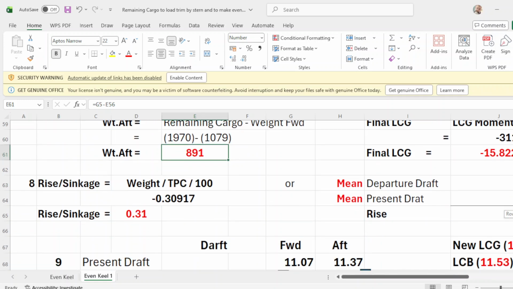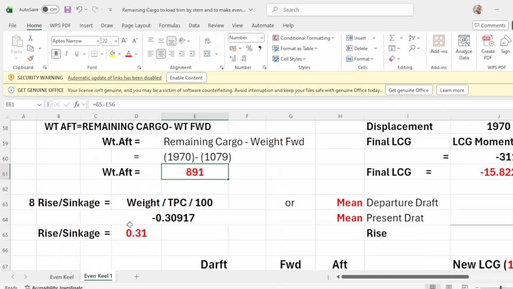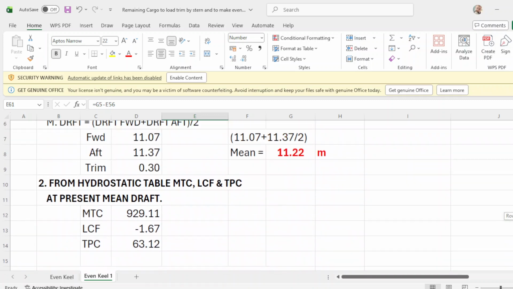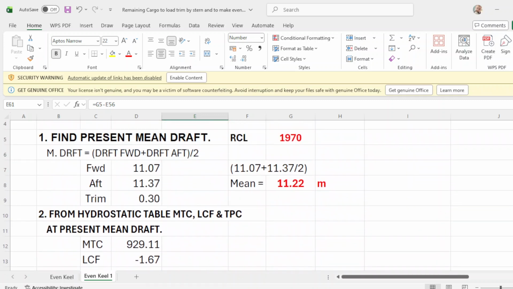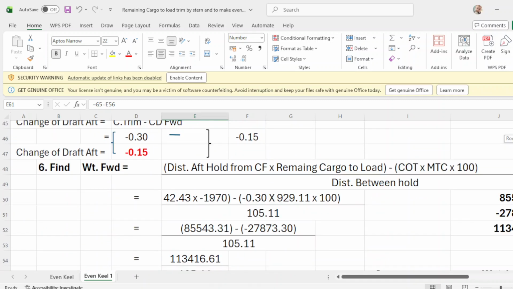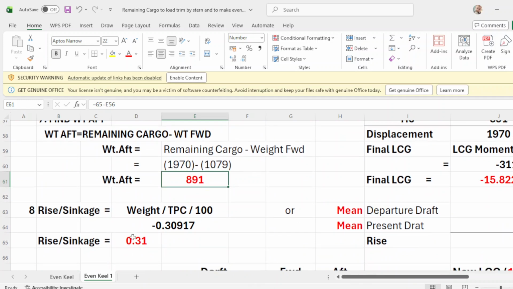And to get the sinkage, it should be weight, which is 1970 times TPC. What is your TPC? TPC is 63.12, times over 100. I'm sorry. This should be weight times TPC over 100. And your sinkage should be negative 309.17, or so.